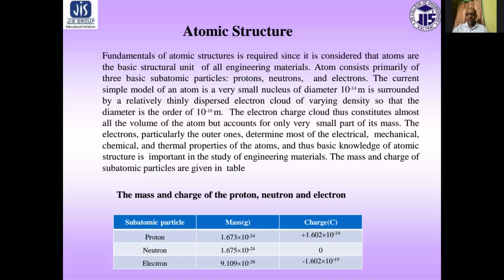Neutrons have a similar mass to the proton, but no charge. Electrons have negligible mass compared to the proton and neutron, that is 9.109 × 10^-28 grams, and the charge is just opposite to the proton. So it is found that in an atom, the atomic weight mainly consists of protons and neutrons, because electrons have very negligible mass compared to the proton and neutron.